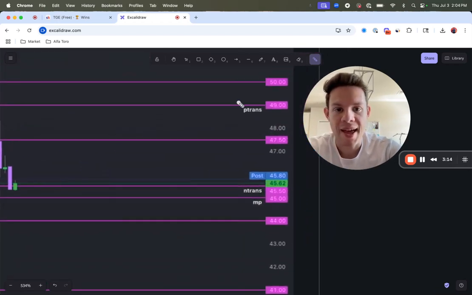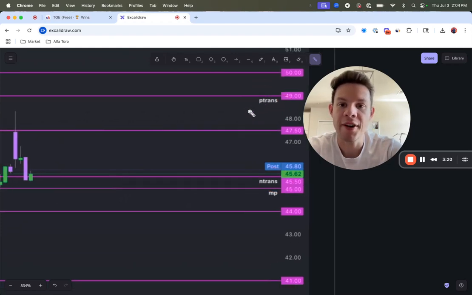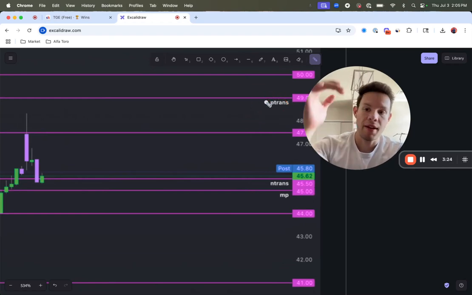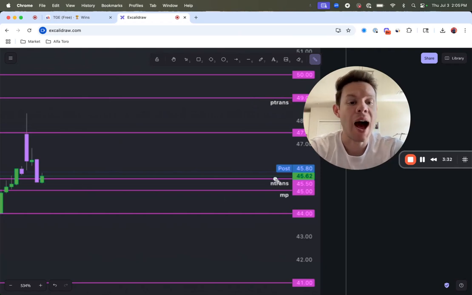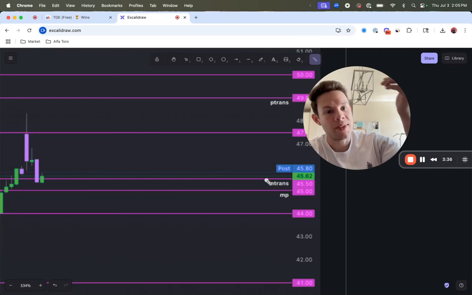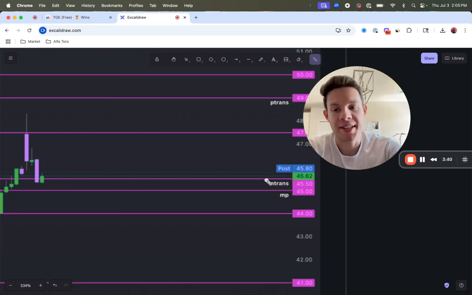And then we have things like P-trans and N-trans. This is my way of figuring out the levels that tell me if we sustain above this P-trans level, that's the positive transition to a bullish sentiment. And this is opposite for N-trans. If we stay below the N-trans level, then that's the start of a negative, bearish sentiment.